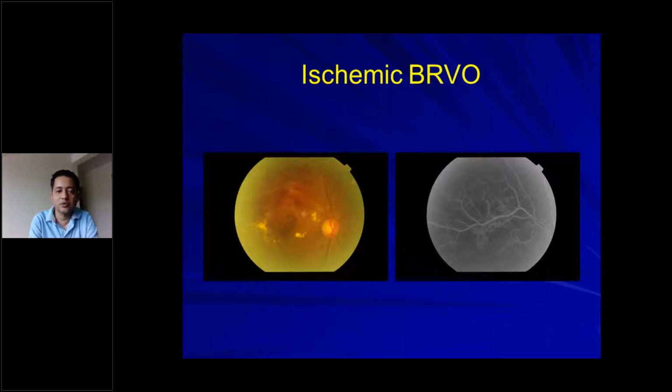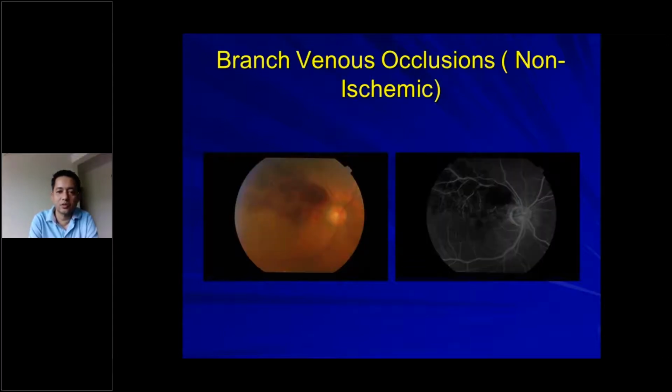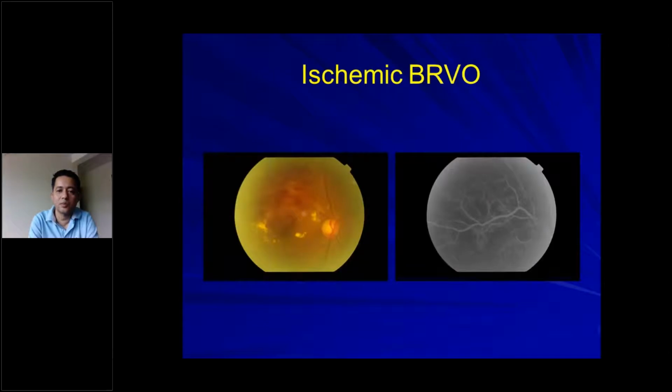So whether the patient has a non-ischemic BRVO or an ischemic BRVO actually helps differentiate the prognosis of the patient, how we manage this patient, whether this patient requires laser or not, and the overall prognosis of the disease. So definitely with ischemic BRVO, the patient will have a worse prognosis, and in the long term, the patient may develop new blood vessel formation leading to traction and vitreous hemorrhage in future.